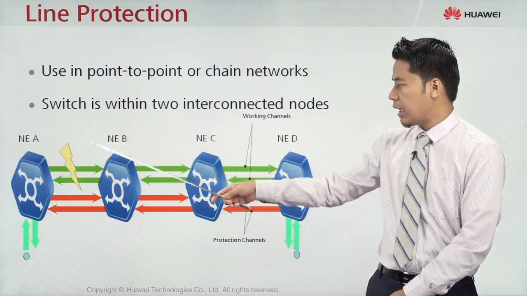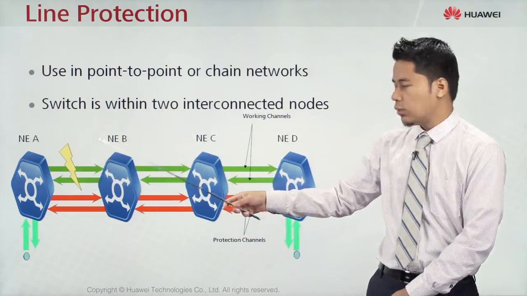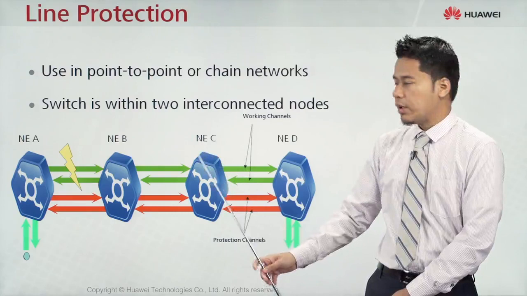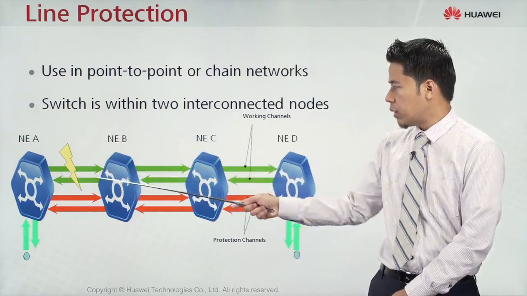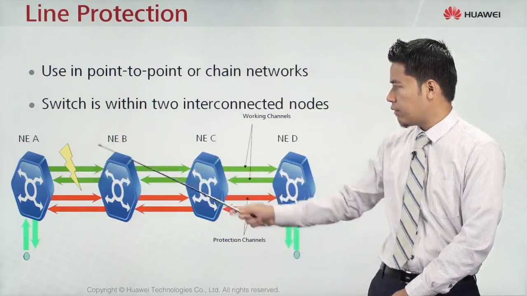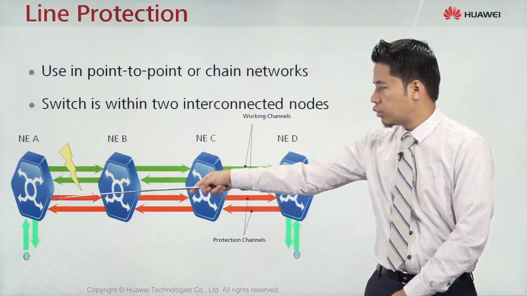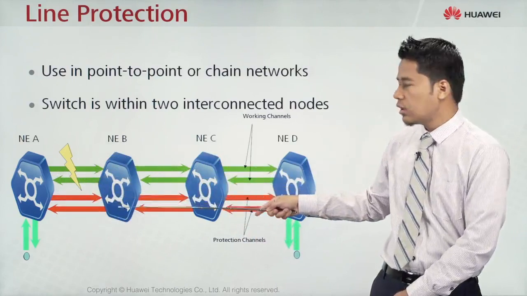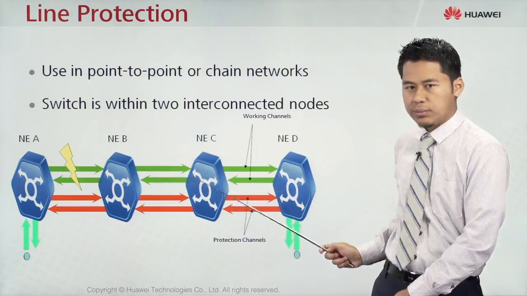So what will happen if I have a fiber cut around here? Of course, they will switch to a protection. This is the normal route, where they go through the working path, and if you have a fiber cut around here, they will go to the protection in here. They will still be going to the working as well.